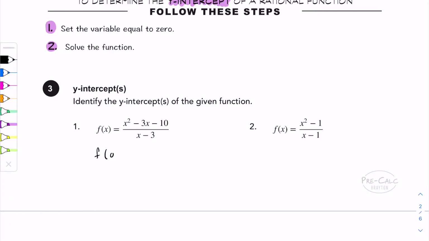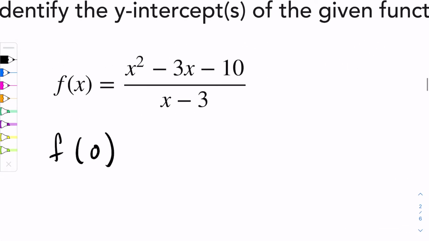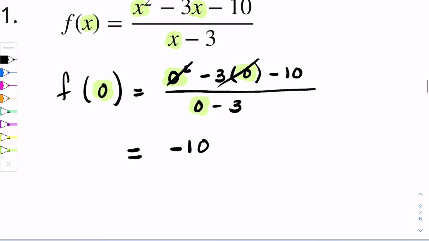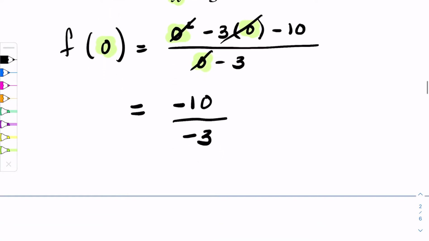If we substitute 0 in for x, so setting the variable equal to 0, we have 0 squared minus 3 times 0 minus 10 divided by 0 minus 3. Again, I substituted 0 in wherever I previously had a variable. This simplifies to 0 minus 0 minus 10 over 0 minus 3, which is -3. So in this example, our y-intercept is at 0, 10 over 3.